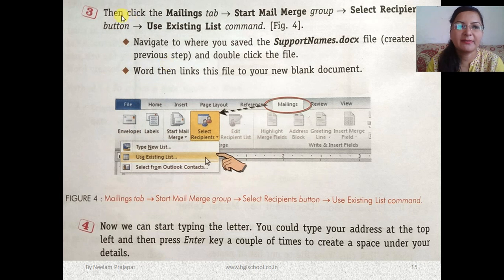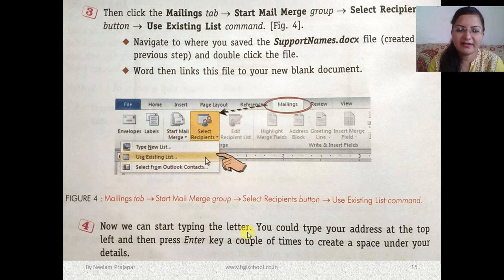Now the third step is, click the mailing tab, then click on select recipients, and then click on use existing list. Got it? And then after that a dialog box will appear. In that you have to select the file or database that you have created. So here we created the supportnames.docx file that you can select.